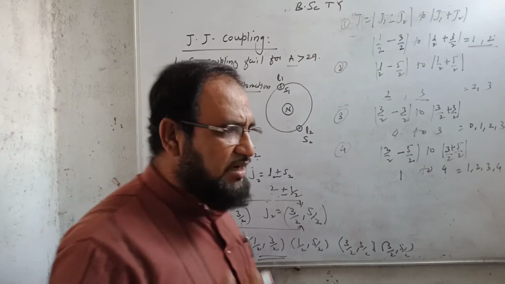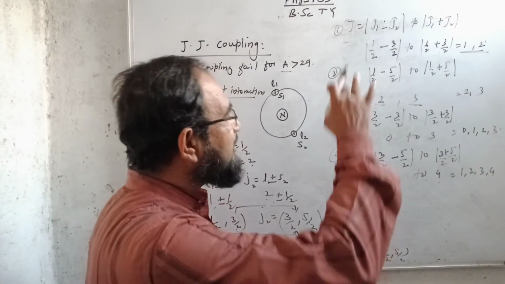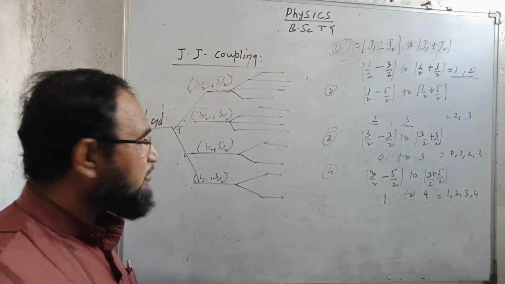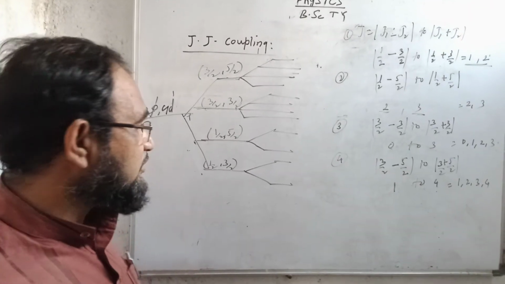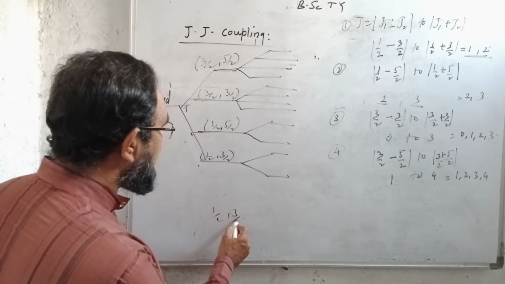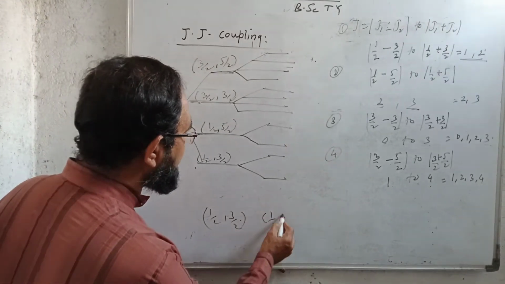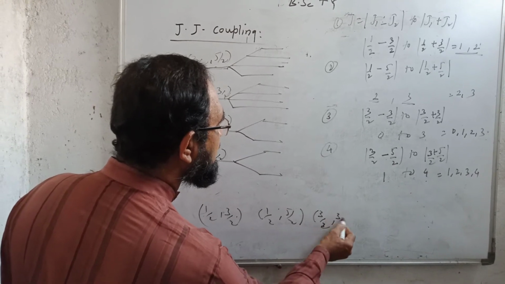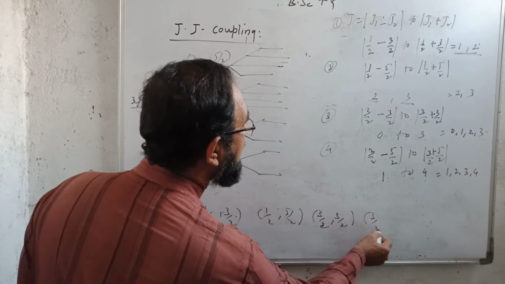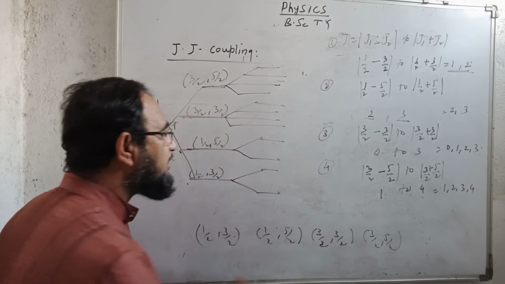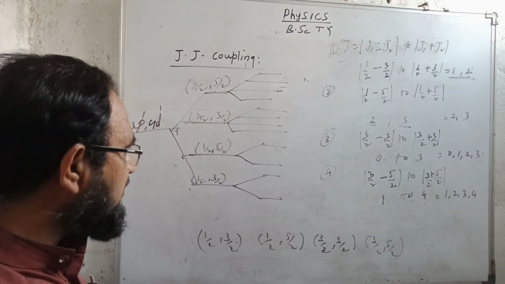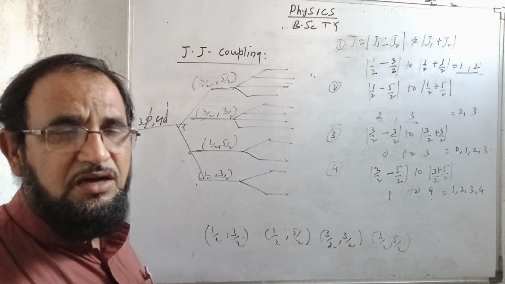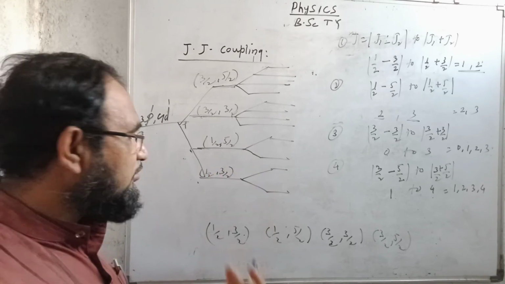So now I will draw the energy level diagram of these combinations. Now let us study the energy level diagram. So we are having the 4 combinations as 1/2 comma 3/2, then 1/2 comma 5/2, then 3/2 comma 3/2, and 3/2 comma 5/2. For the combined angular momentum, we are having these 4 combinations. So by applying Hund's rule, the lowest value of J will occupy the lowest position.